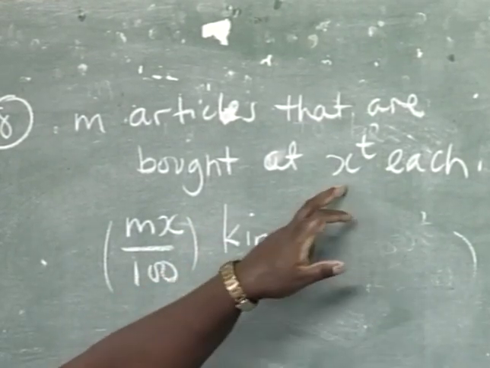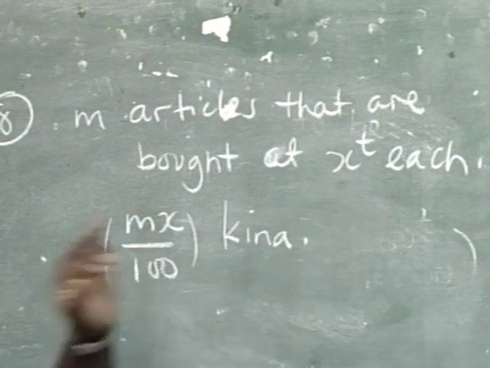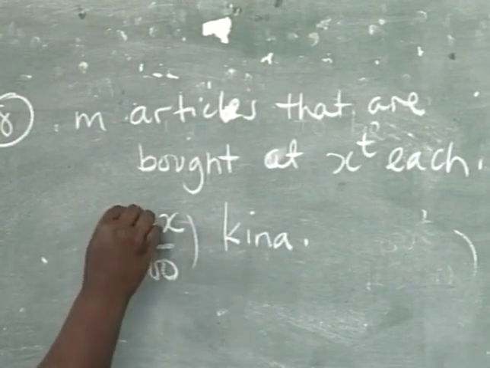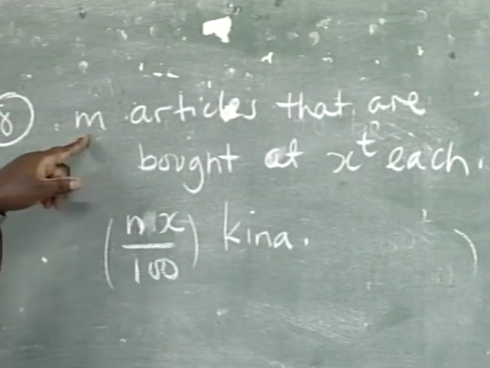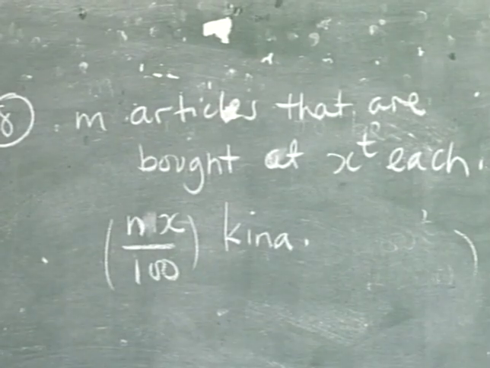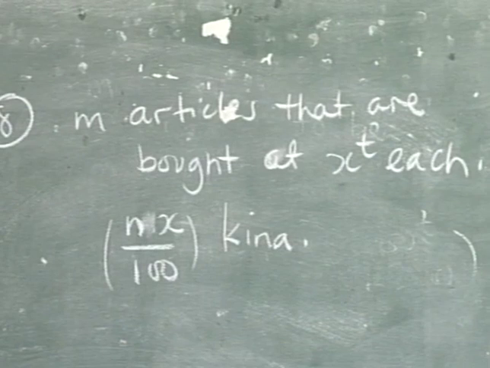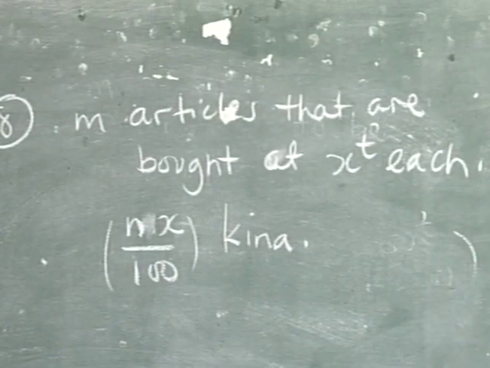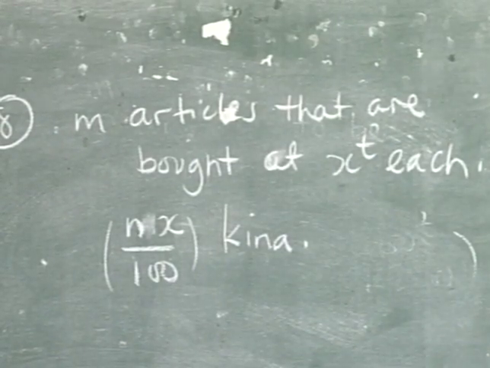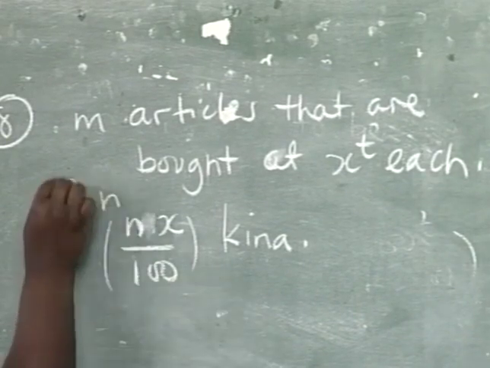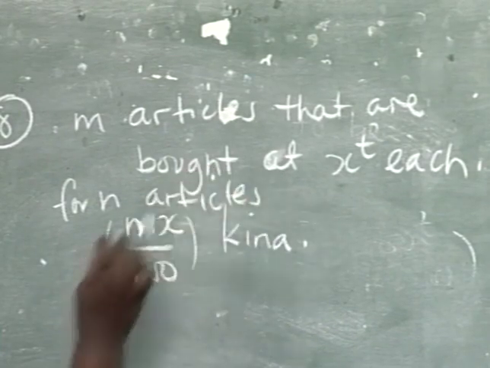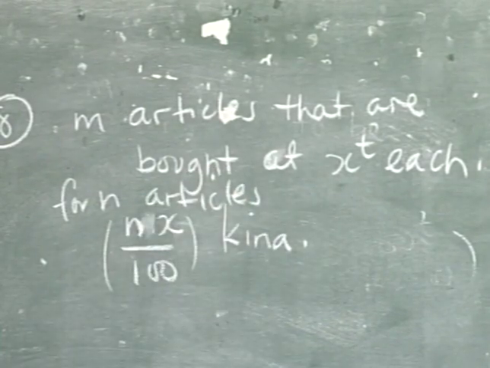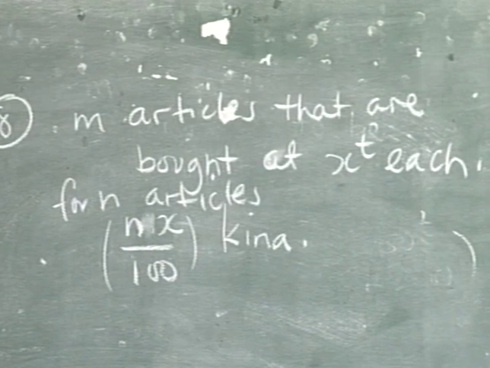One article costs X toya. Sorry, not mx, it should be nx. M articles cost X toya each. I think if it said M articles are bought for X toya, you would have to divide to get the price for 1 and then multiply that by N. I think maybe the question wasn't written very well. So for N articles, the cost would be N times X over 100 in Kina. Next one.